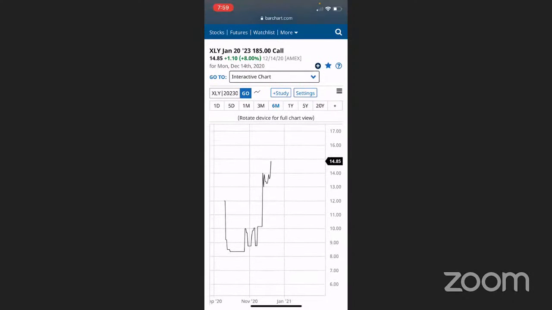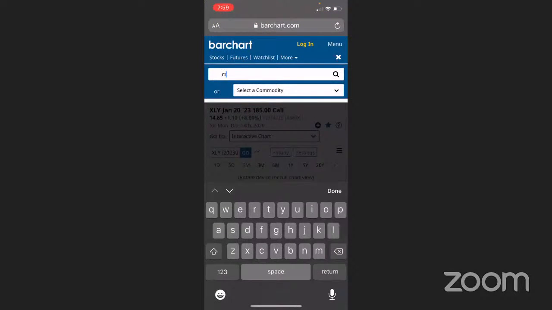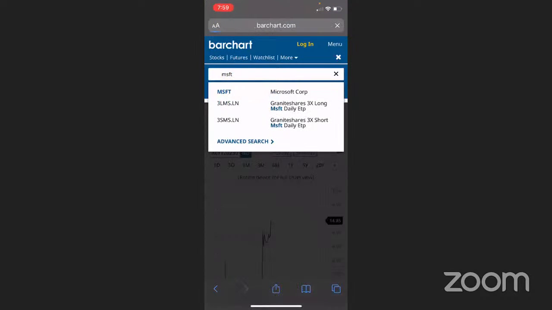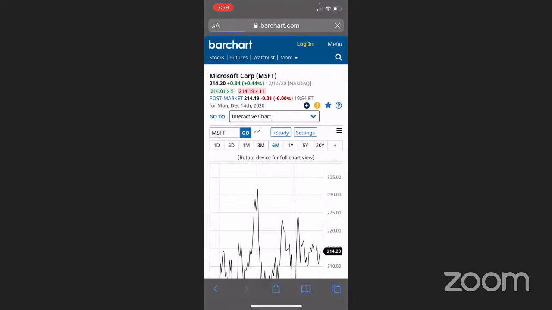But you can look at any option. So you could do this for Tesla, you could do this for Amazon, you could do this for Microsoft. So any option. Just another example, let's look at Microsoft.